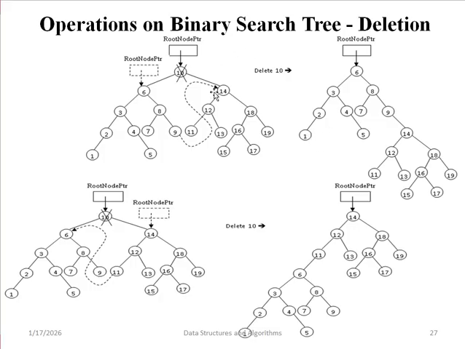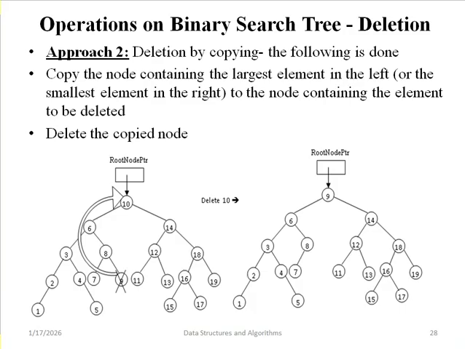If we want to make 14 the root of the tree, we can take 14 as root, and this disconnected subtree is to be connected to the smallest value, which is 11. So the smallest is 11, so we connect to the left wing of the smallest node. In that way we can delete the root node. We can also remove a node by copying.